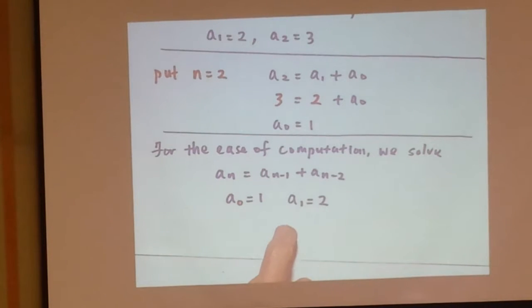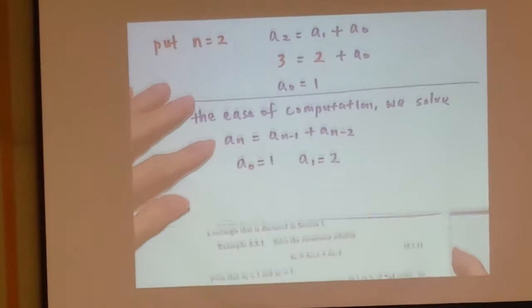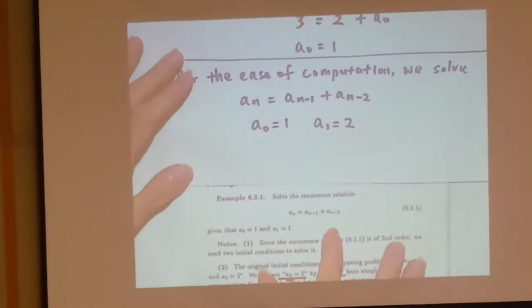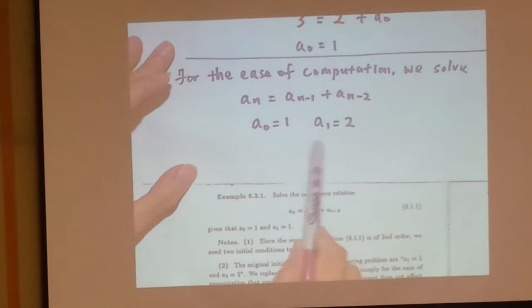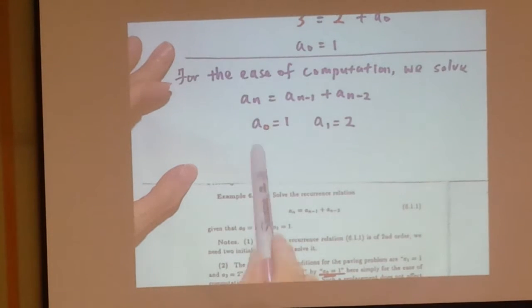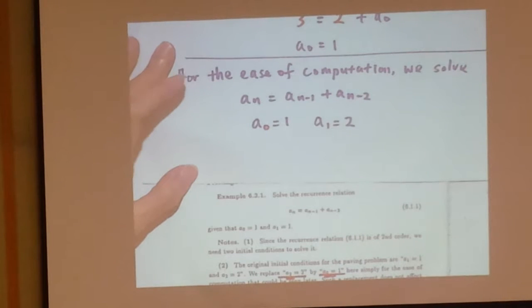If you compare this with what we have in example 6.31, the initial A1 is 2 here, right? In the example A1 is 2, here A1 is 1. A0 is the same. Because A1 is different, the two equations are different.